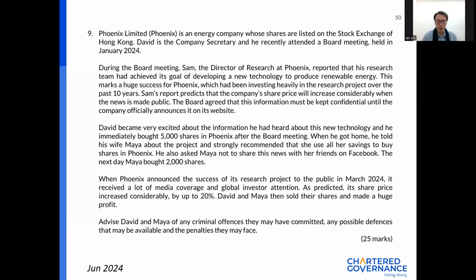So hopefully, by the time you have finished reading the second paragraph, you can already guess most likely which issue would be relevant to this question. A listed company, inside information, if released to the public, can affect the share price. I think clearly, unless we see something very different in the rest of the story, this is about insider dealing.